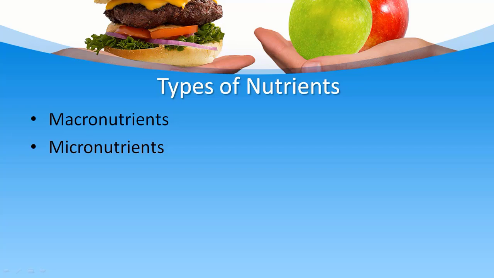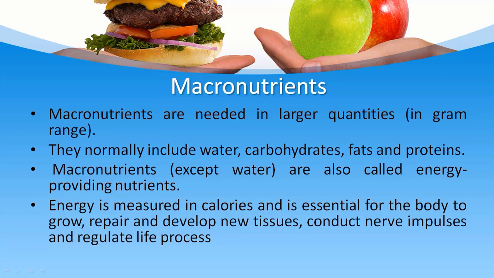There are two different types of nutrients. One is macronutrients and the second one is micronutrients. Macronutrients are needed in larger quantities, in the gram range. They normally include water, carbohydrates, fats, and proteins. We will be discussing carbohydrates, fats, and proteins in the upcoming chapters. Macronutrients are also called energy providing nutrients, except water.